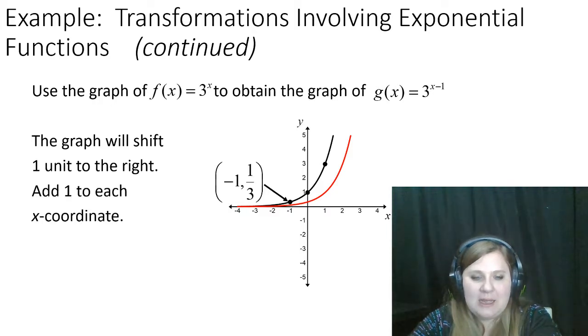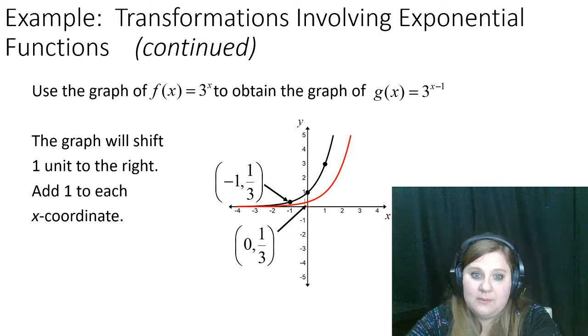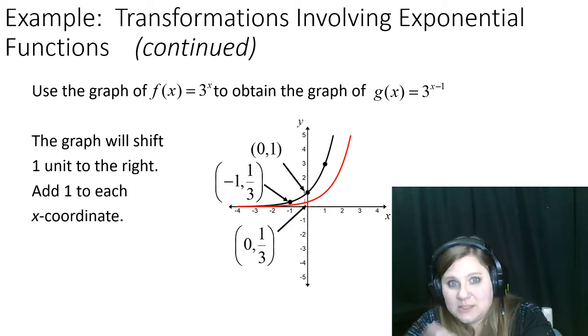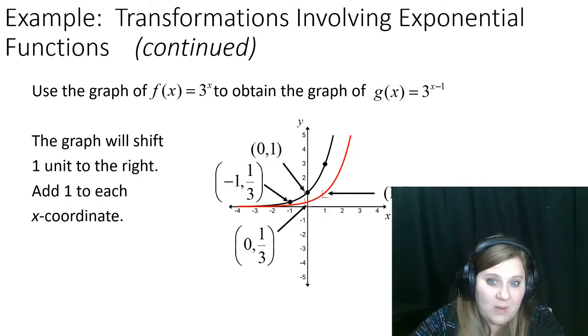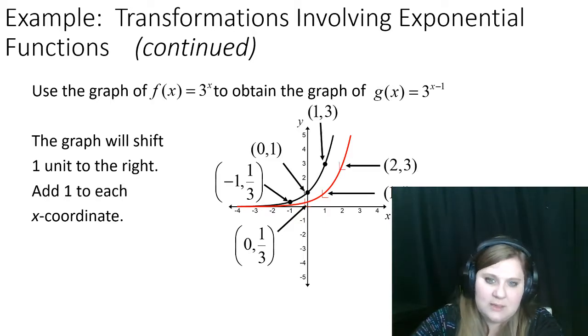So literally, I'm taking my negative 1, 1/3, and I'm adding 1 to the x value. So my x was negative 1. Now it's 0. Then I have 0, 1. I'm going to add 1 to the 0, which is the x value, and now it's 1, 1. And then I repeat with 1, 3, and it becomes 2, 3.